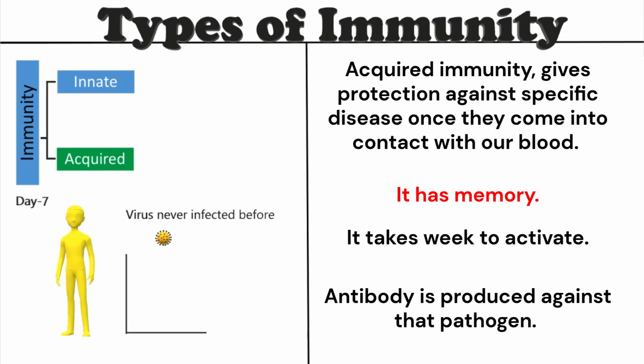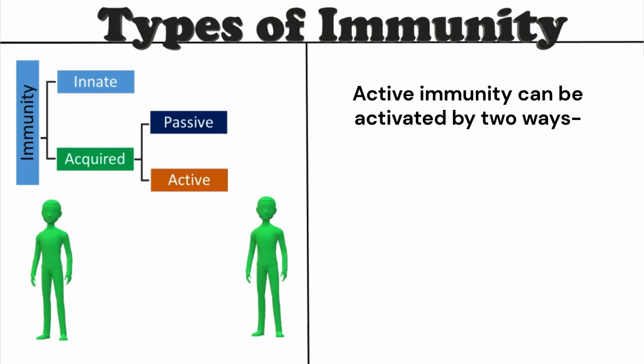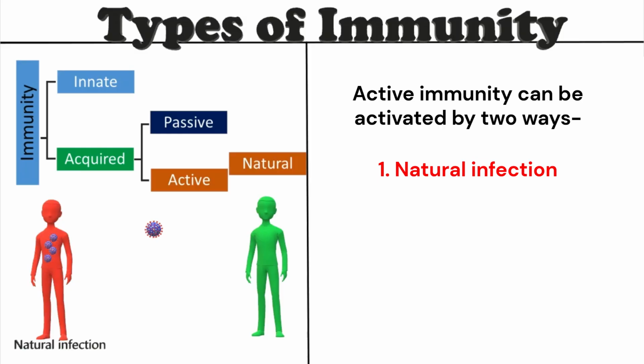Basically, our body produces a protein called antibody against the pathogen. This means acquired immunity is good and very effective in protecting us from harmful pathogens. But how is it activated or switched on? It is activated in two ways. If you have suffered from flu and recovered, that means your body has already activated acquired immunity against the flu virus. This is called activation of active immunity through natural infection.